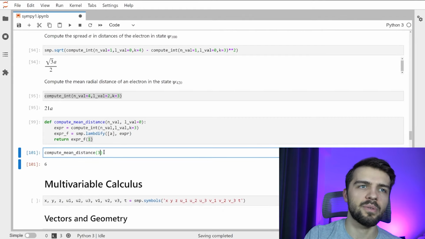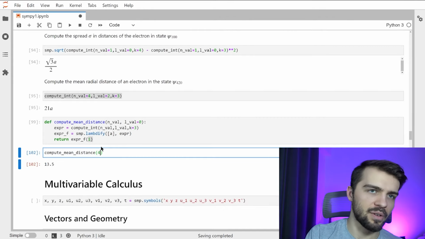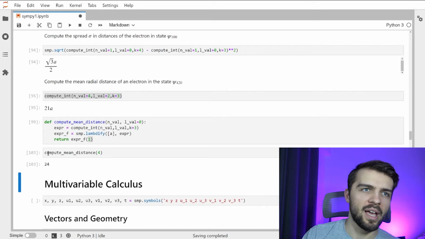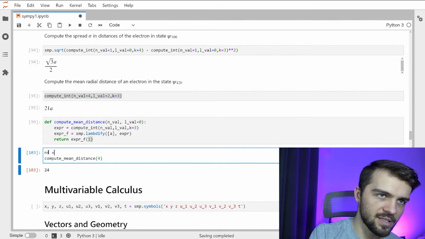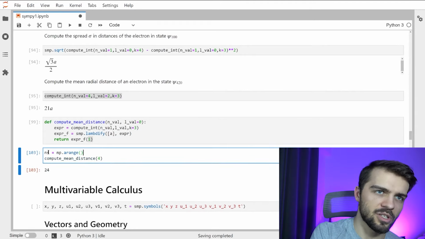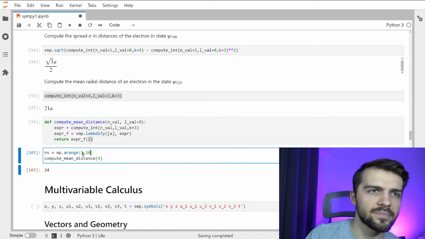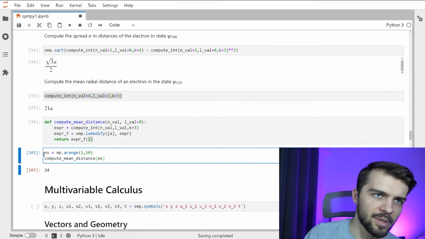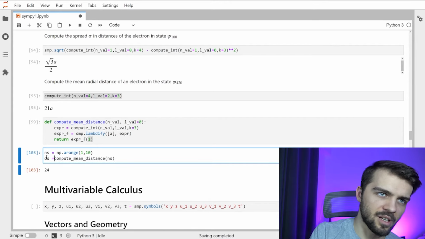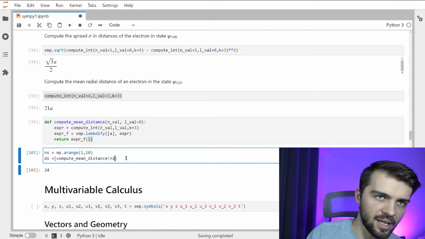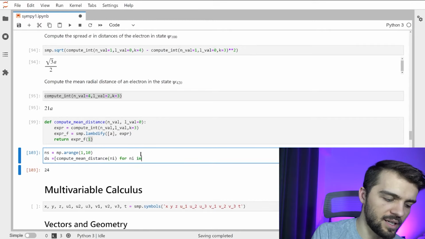2, 6A, 3, 13.5A, 4, 24A. And so I can get in a number of n's. n is equal to np.arange(1, 10). And I'm going to compute, I'm just going to use list comprehension here: d's is equal to compute mean distance (n_i) for n_i in n's.